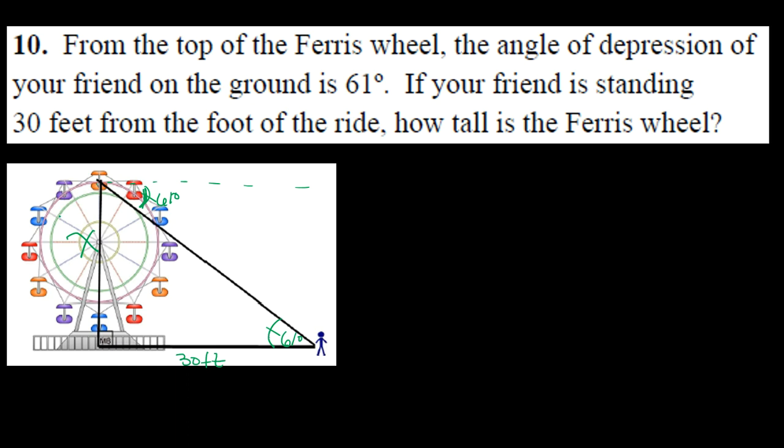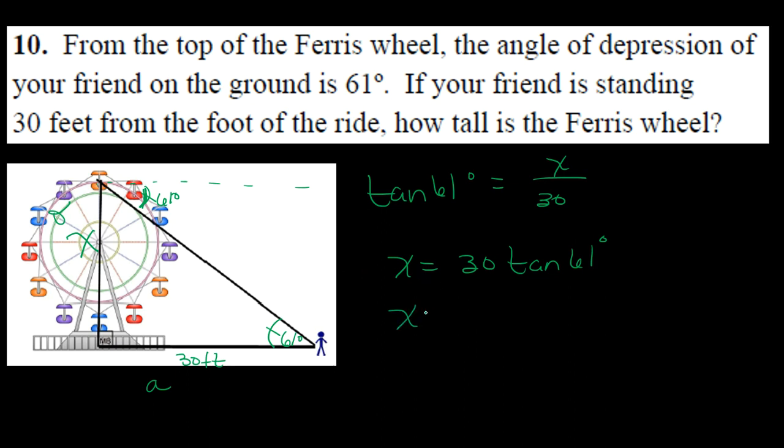So we have opposite and adjacent. So that's going to be the tangent of 61 is equal to x over 30. We're going to cross multiply. And x is isolated. So we're going to say 30 times tangent of 61 gives us about 54.1, and that is in feet.